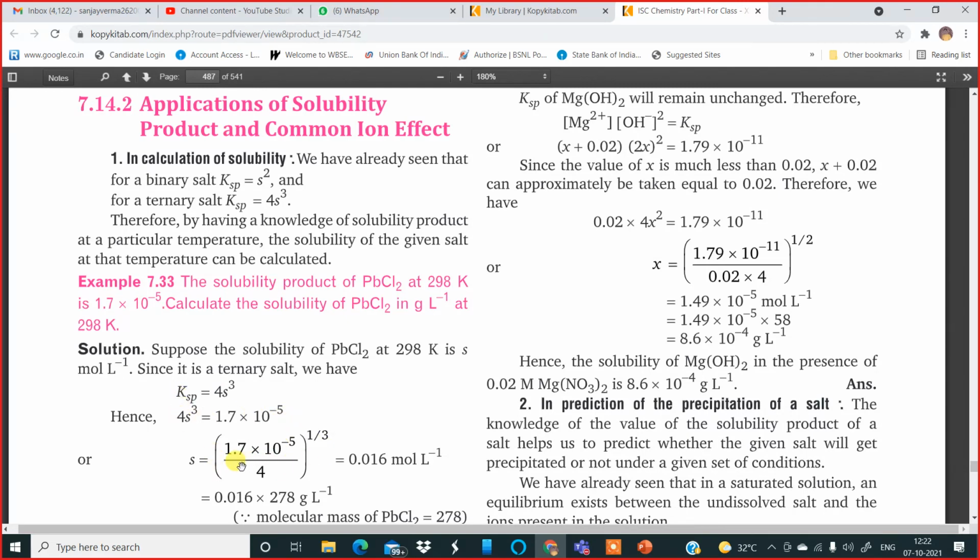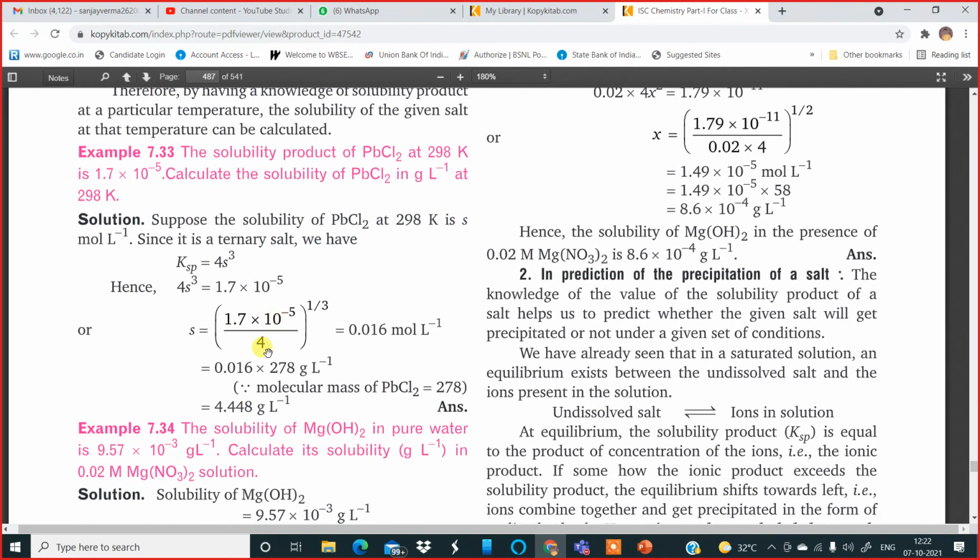So it becomes (1.7 × 10^-5 / 4) raised to the power of 1/3, the cube root. On simplification we get this answer. The molecular mass of PbCl2 we know is 278. Whatever we get is in moles per liter, so we convert it into grams per liter by multiplying by 278 and get the answer in grams per liter. That is the solubility. Solubility you always have to obtain in grams per liter.